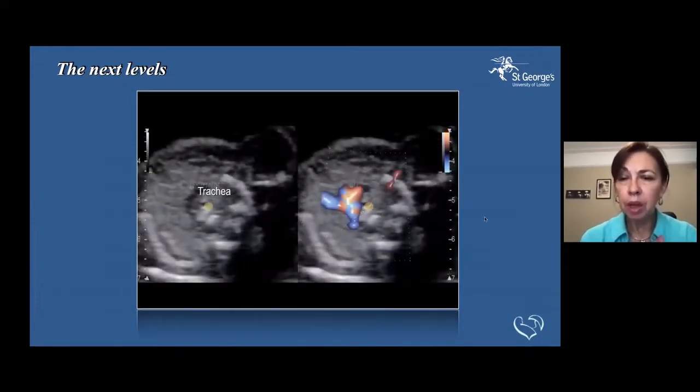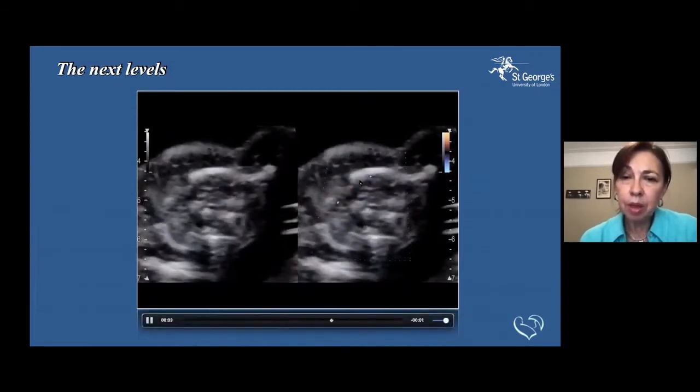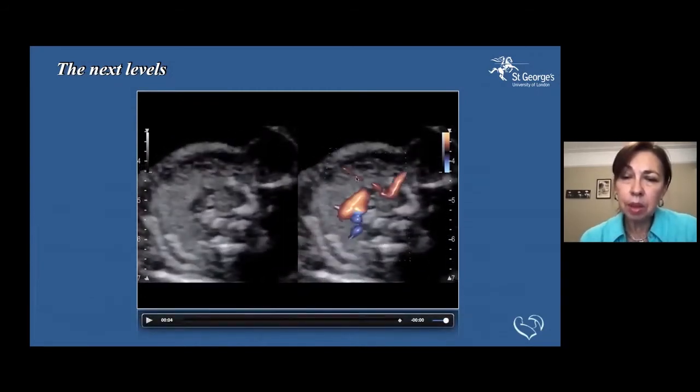And if we go a bit higher up, we can see the 3-vessel trachea view. I've highlighted the trachea here. The innominate vein is coming. We see a little bit of this, the internal mammaries, but we also see here the first branch of the aortic arch going towards the baby's right arm. And you notice that the internal mammary is a branch of the subclavian artery, and that's the left subclavian. And you just see here the beginning of the left internal mammary.